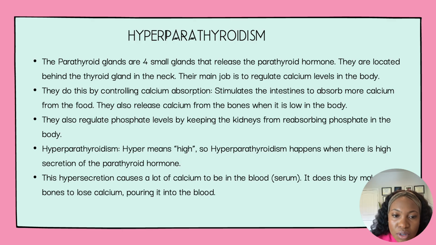So, the parathyroid glands are located behind the thyroid gland in the neck, and their main job is to regulate calcium levels in the body. Now, the way they do this is by controlling how much calcium is absorbed. That's either by stimulating the intestines to absorb more calcium from our food, or they release calcium from the bones when it's low in the body. So they pull it from the bones and pour it into the blood so that the body has enough to work with. They also regulate phosphate levels, right, by keeping the kidneys from reabsorbing phosphate in the body.